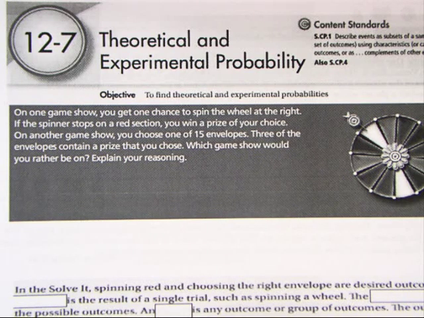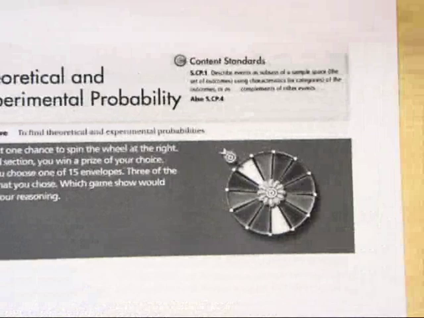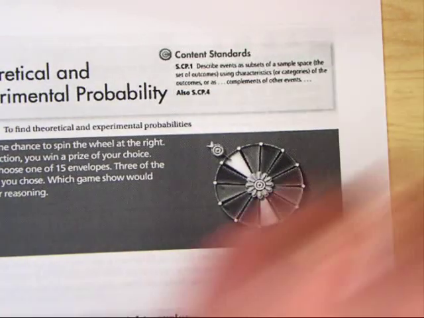On another game show, you choose one of 15 envelopes. 3 of the envelopes contain a prize that you choose. Which game show would you rather be on? Explain your reasoning. Now, I know it would be really helpful if you could see on here which one of these is red, but you can't.